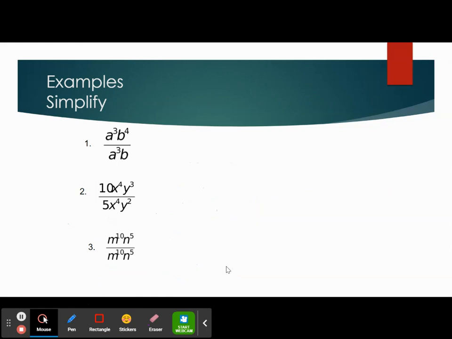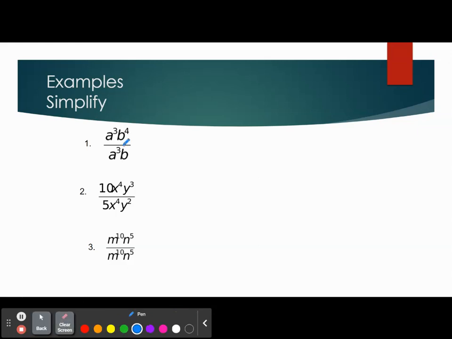All right. Let's do these examples together. Number 1, a to the 3rd, b to the 4th, divided by a to the 3rd, b. Whenever you're reading a tape measure, 0.25 means a quarter of an inch. A tape measure is in fractions, like sixteenths. So again, they want it in fractions.